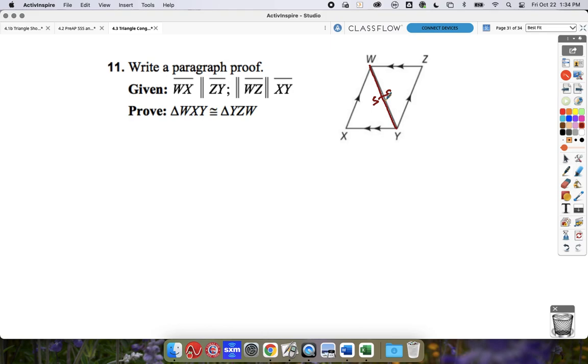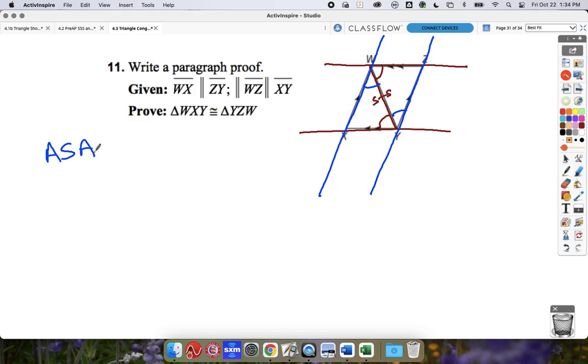Angles. So listen, this is important. This side is parallel to this side. That gives me alternate interior angles. And this line is parallel to this line, which gives me another pair of alternate interior angles. So as you plan your proof, we need to do the ASA shortcut. ASA. Now when we write that down, write our givens.